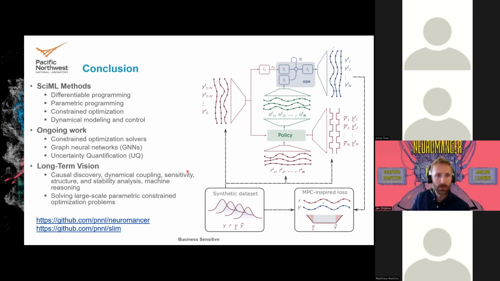Our ongoing work is to improve the constraint optimization solvers, potentially going to the second-order ones, like has been mentioned today, embedding graph neural networks in a framework that can give us better structural priors for networked dynamical systems, like power systems or buildings, doing some robust uncertainty quantification with respect to parametric and additive uncertainties. And in the long-term vision, we see that the community can bring a lot of ideas from classical numerical methods, physics-based modeling, and new trends in differentiable programming to do causal discovery, dynamical coupling, and stability analysis of large machine learning models with provable certificates for safety. That would allow you to solve large-scale optimization and control problems.